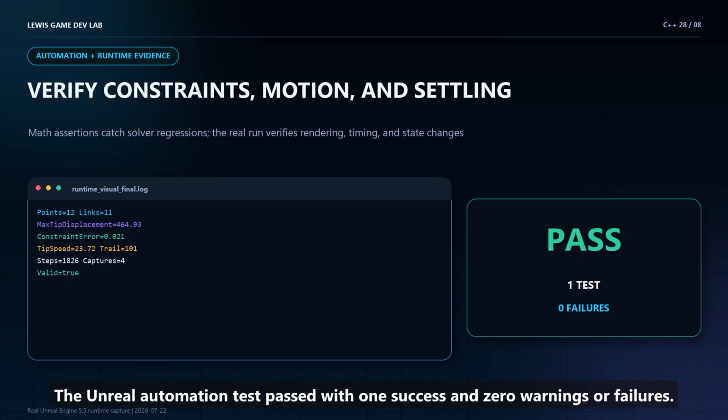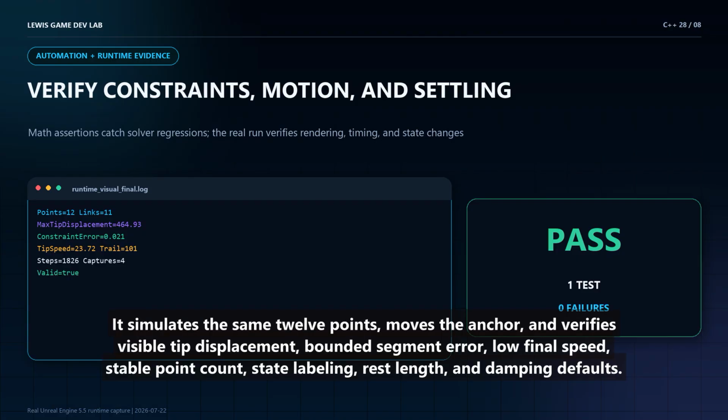The Unreal automation test passed with 1 success and 0 warnings or failures. It simulates the same 12 points, moves the anchor, and verifies visible tip displacement, bounded segment error, low final speed, stable point count, state labeling, rest length, and damping defaults.